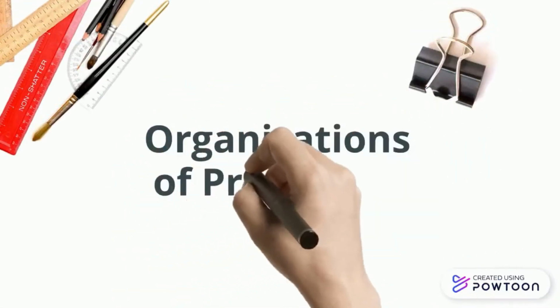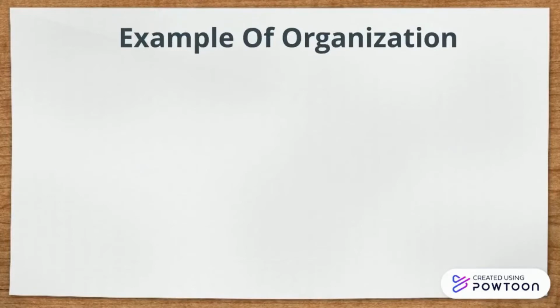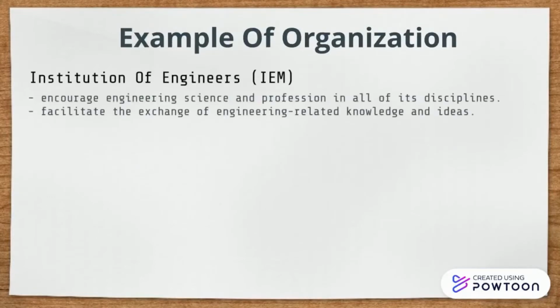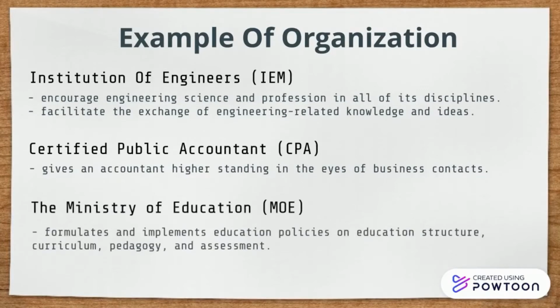Organizations of profession. The function of an organization is the special societies and organizations that are controlled by members of professions at the center for admission. Examples of organizations are the Institution of Engineers, IEM, Certified Public Accountant, CPA, and the Ministry of Education, MOE.